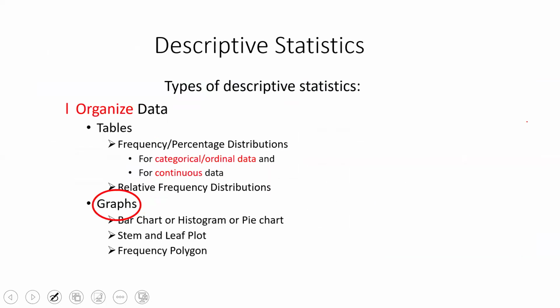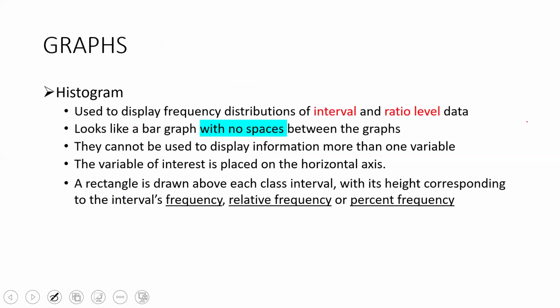So under the same organizing your data, remember I said we can use tables or graphs. So let's go to graphs and look at the types of graphs we have. We have histogram. For histogram, you use it to display frequency of interval and ratio level data. Interval and ratio level data are continuous data, under quantitative data type. It's like a bar graph, but there is no space in between the bars. You cannot use it to display more than one variable.